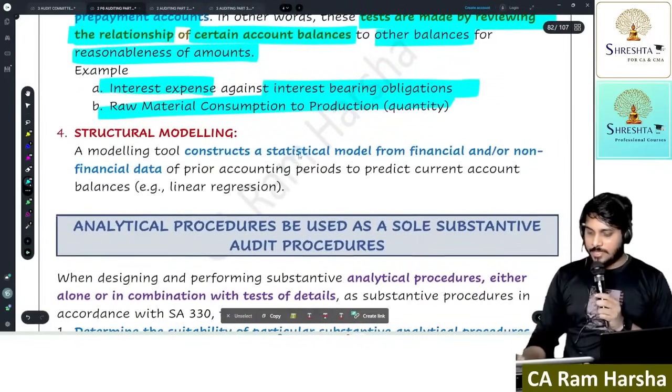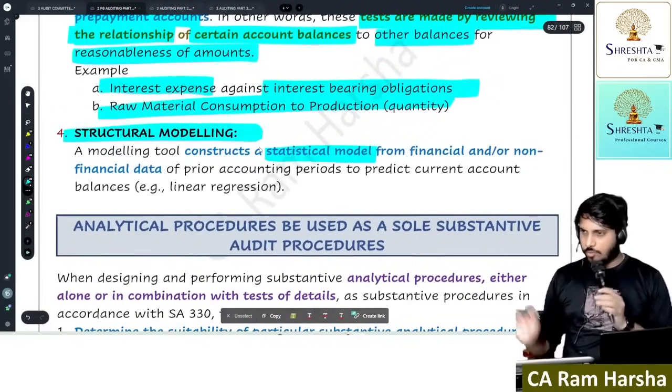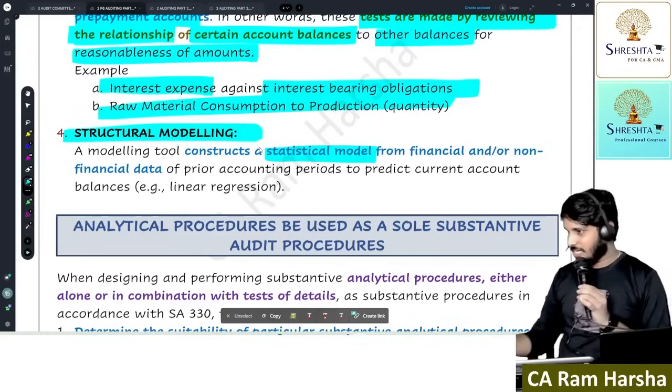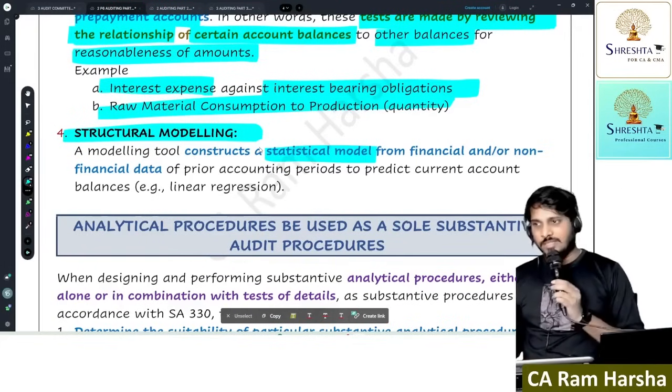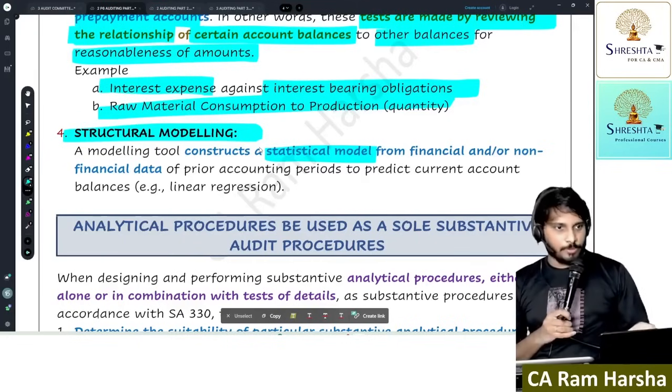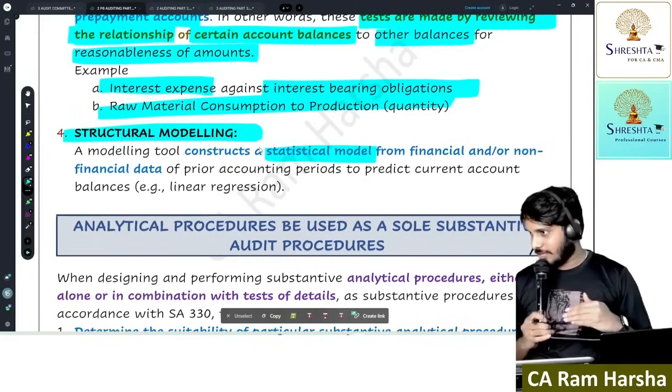Structural modeling is a statistical tool, so nobody is using structural modeling in audit. Even in reality nobody will be using this. This structural modeling technique might be useful in non-financial fields, probably. Not in financial fields.